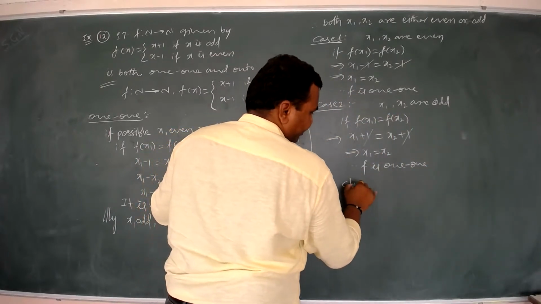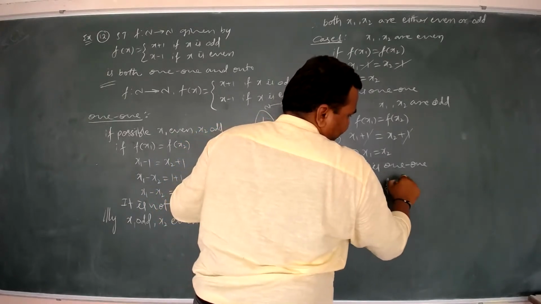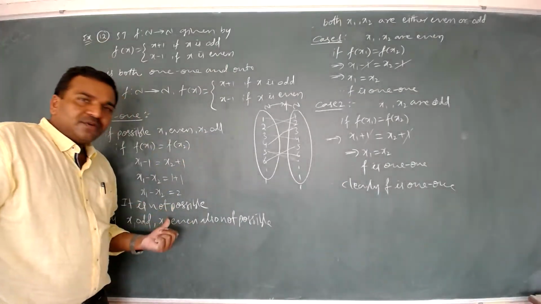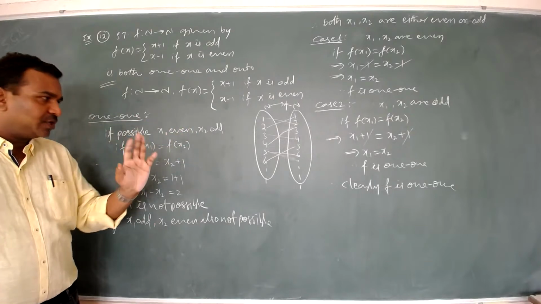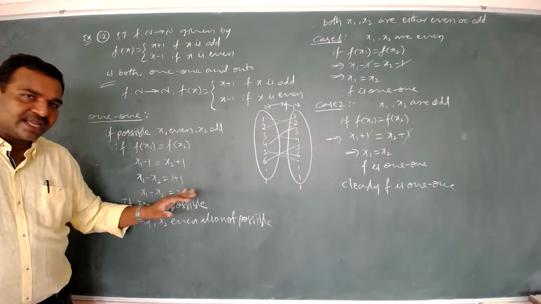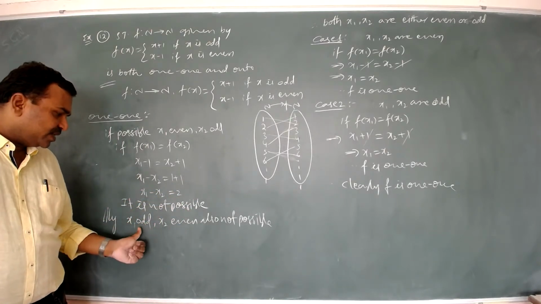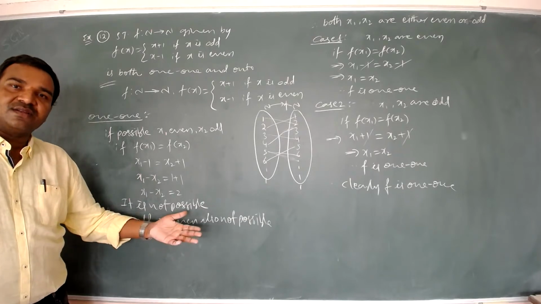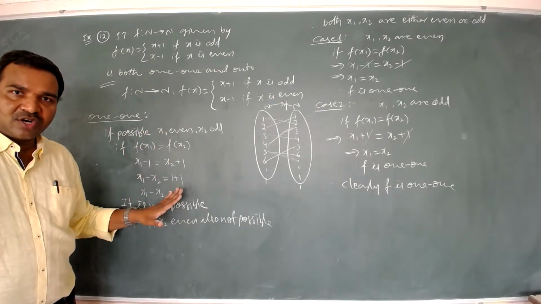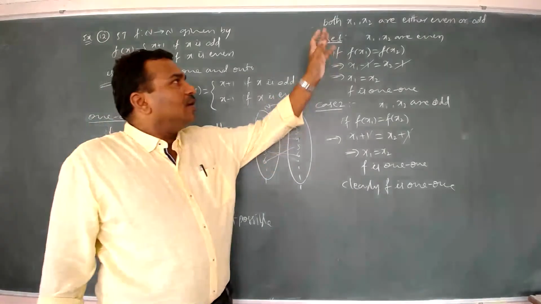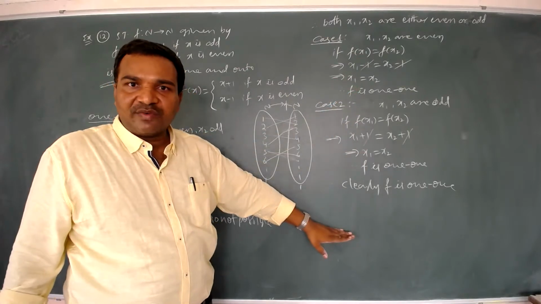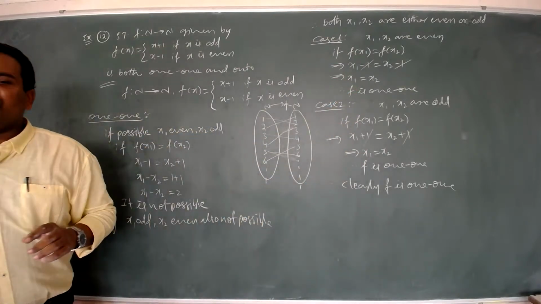Clearly, f is 1-1. So, okay, why are these not possible? One even, one odd cannot be possible. If I take it like this, we get a contradiction: x1 minus x2 equal to 2 means even minus odd cannot be 2. Similarly, if I take x1 odd, x2 even, then we get odd minus even, which also cannot be 2. That's why this is not possible. So only one possibility is there. Both may be even, both may be odd. In those cases I proved f is 1-1. Clear now? First part is over. Next, go for onto.